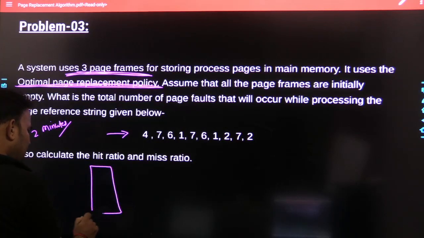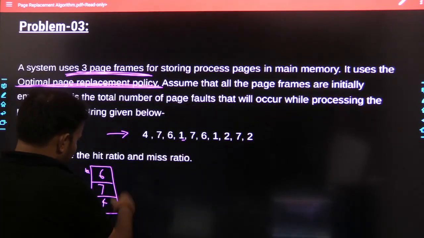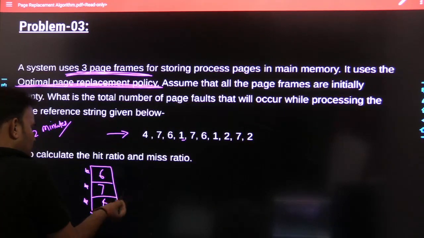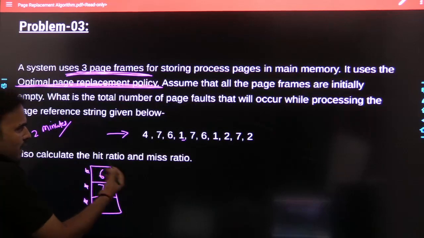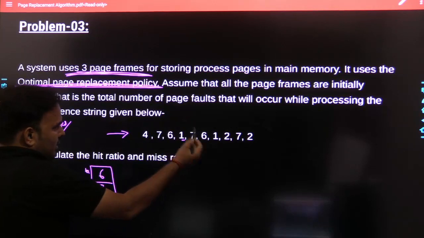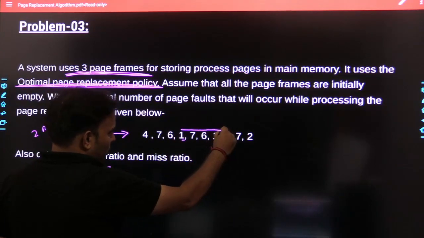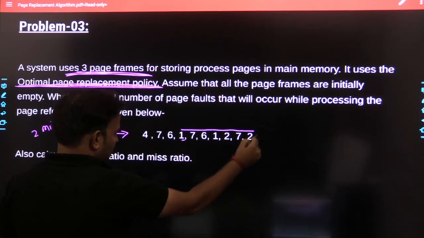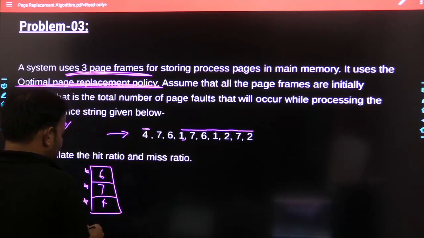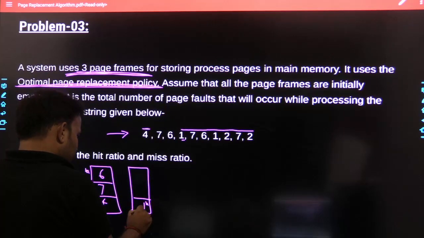Not rocket science. Three frames are there. When 4 comes, page fault will occur. When 7 comes, page fault will occur. 6 will come, page fault will occur. When 1 comes, there is a miss. Okay. So which page do we need to replace, my dear friends? Go forward. Out of 6, 7, 4, which one comes in the last? 7 arrives. Yes. 6 arrives. Yes. 1, 2, 7 arrives again, no problem. Then you can go back. 4 arrives in the last. So you need to replace this 4 with 1. It will give you a page fault.